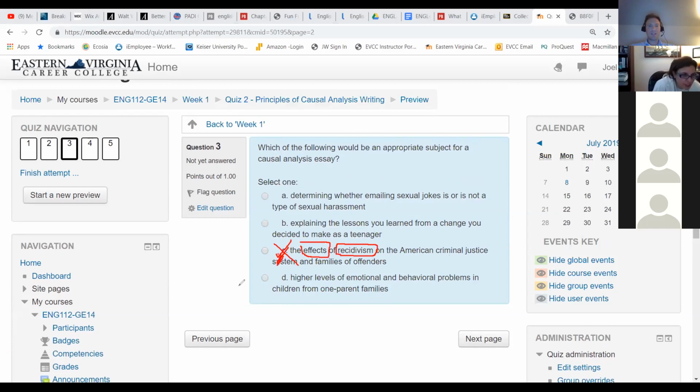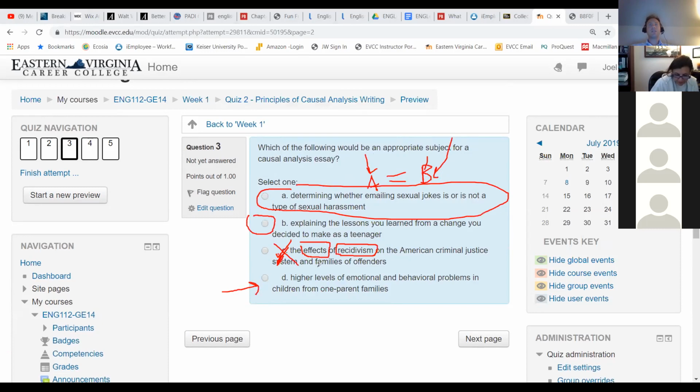So, is it A, B, or D? What do you guys think? Higher levels of emotional and behavioral problems. Oh, it's either A or D. Well, this is very much similar to that initial one about the guy with the diet. Yeah, it's too simple. I'm going to go with D. Yeah, this is determining if A is B, right? That's the definition. Is emailing sexual jokes at work a form of sexual harassment? Yeah, it's A equals B. This is going to be like narrative, right? Like you guys mentioned earlier. And so this, higher levels of emotional and behavioral problems.